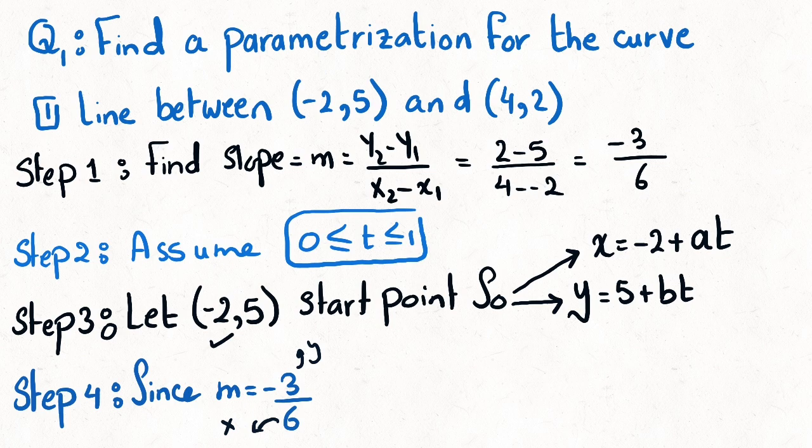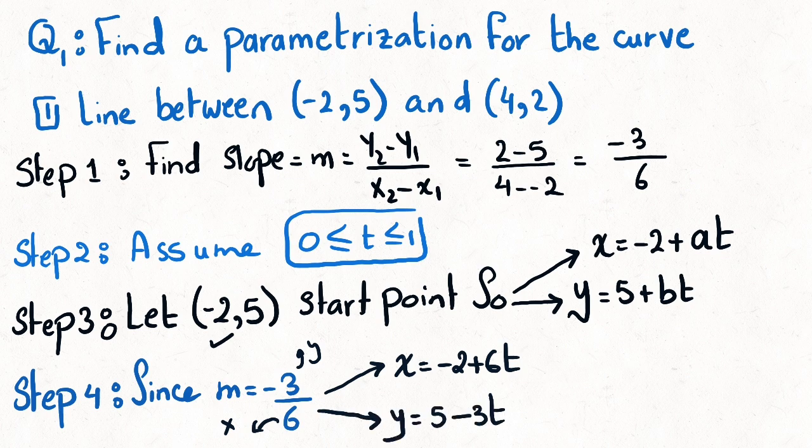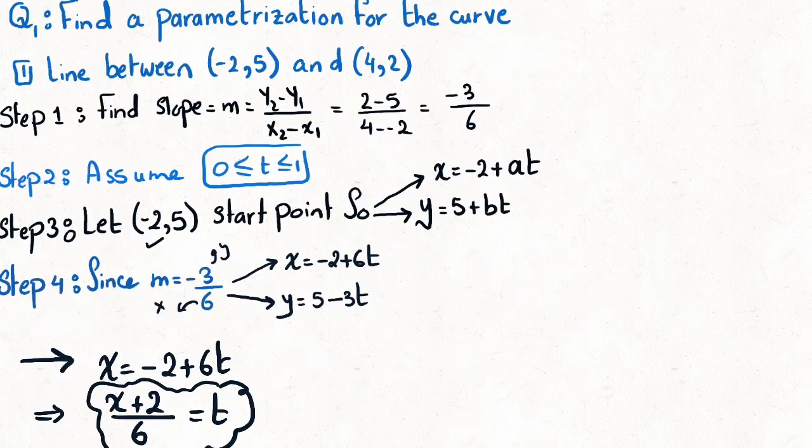Now, because the slope is -3 over 6, in my mind, the upper part of any slope is related to y. Thus, the lower part is related to x. Thus, my equation will be x equals -2 plus 6t. The 6 comes from the slope denominator, and y equals 5 minus 3t from the numerator of the slope. Please see the steps in front of you in detail.